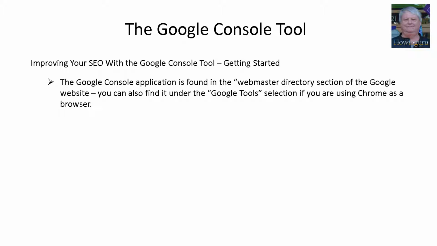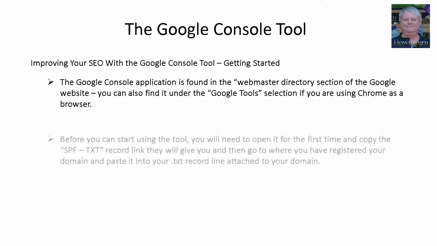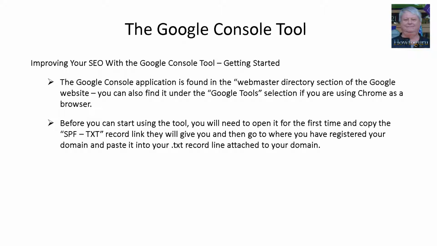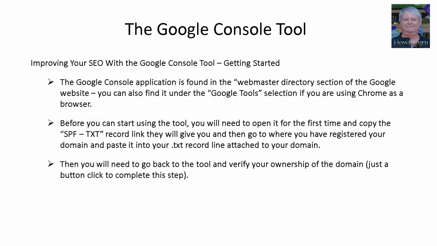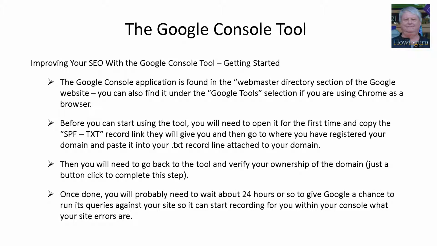The Google Console application, by the way, is found in the Webmaster Directory section of the Google website. You can also find it under the Google Tools selection if you are using Chrome as a browser. Before you can start using the tool, you will need to open it for the first time and copy the SBF-TXT record link that they give you, and then go to where you have registered your domain and paste into your .txt record line attached to your domain. Then you'll need to go back to the tool and verify your ownership of the domain, which is just a button click to complete this step. Once done, you will probably need to wait about 24 hours or so to give Google a chance to run its queries against your site, so it can start recording for you within your console what your site errors are.